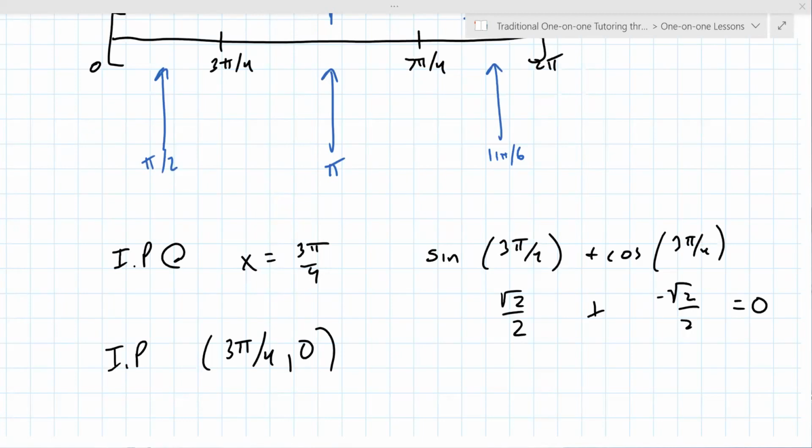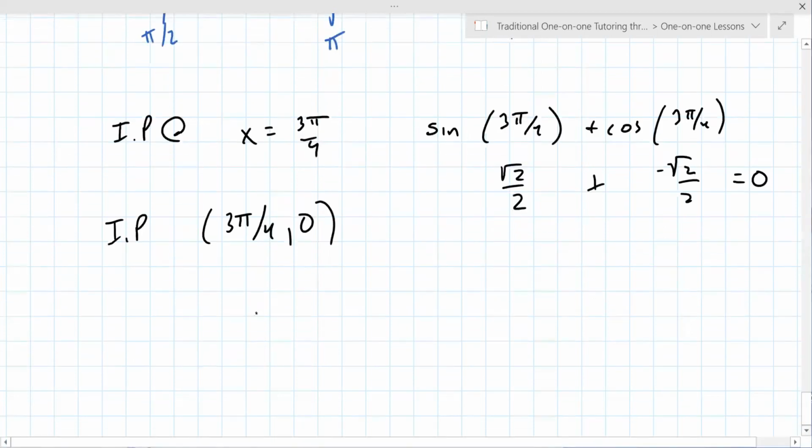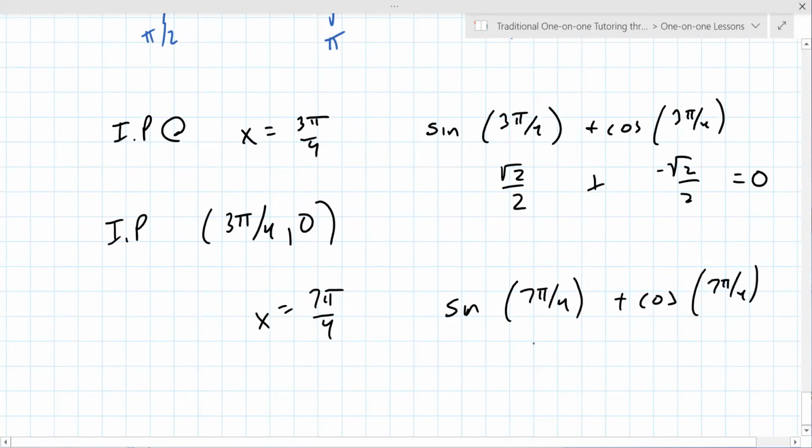And then you do 7 pi over 4 to find the other one. Yes, it ends up being the same value. Same thing. It's negative root 2 over 2 plus root 2 over 2 equals 0.